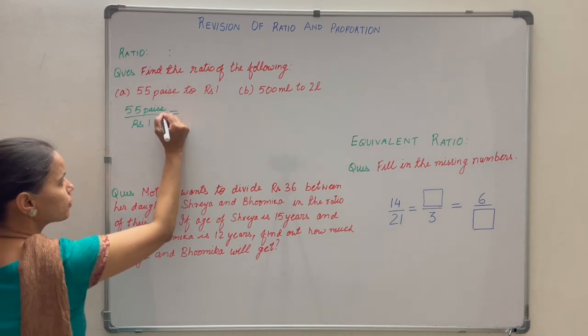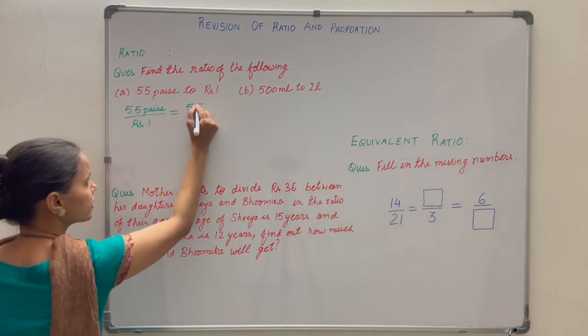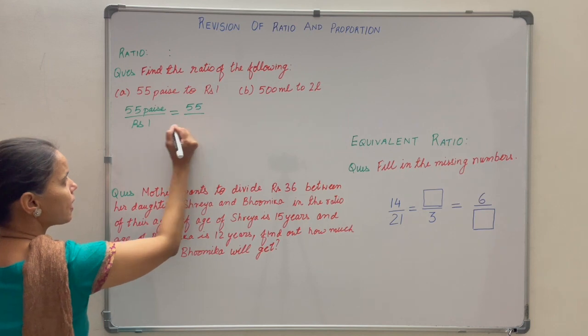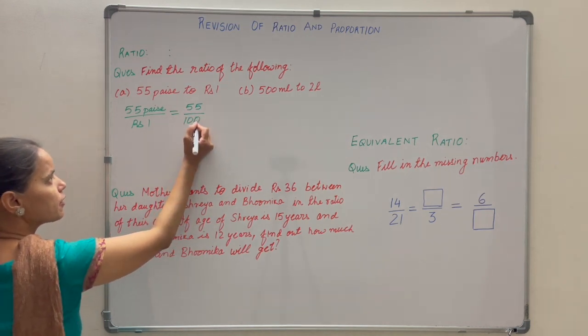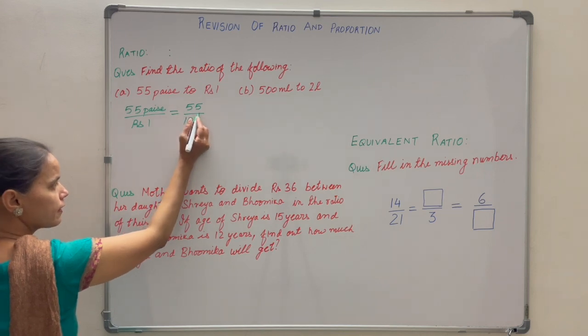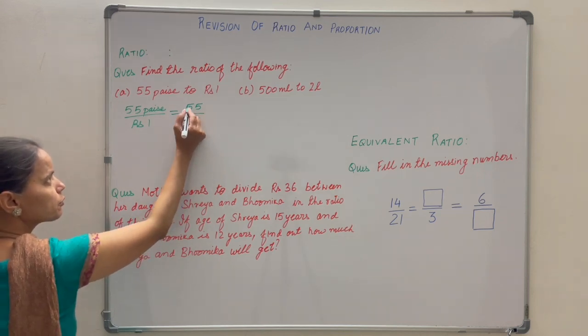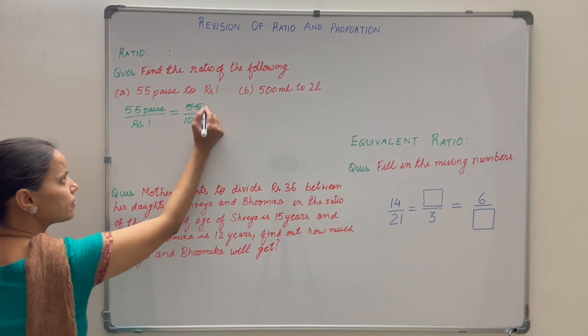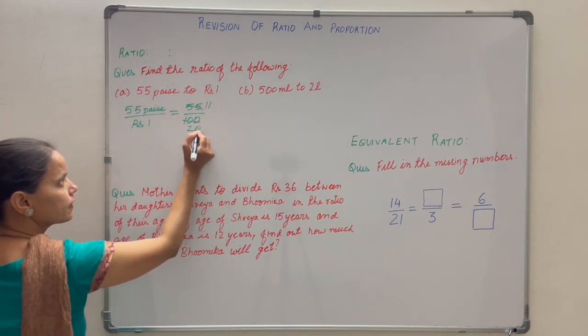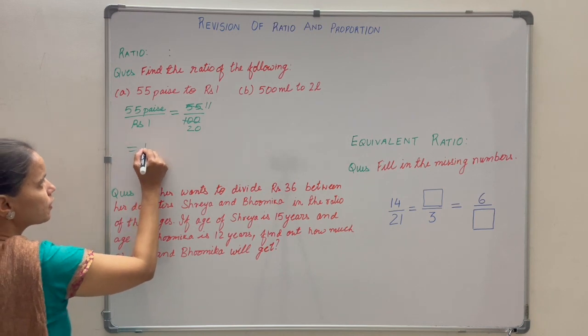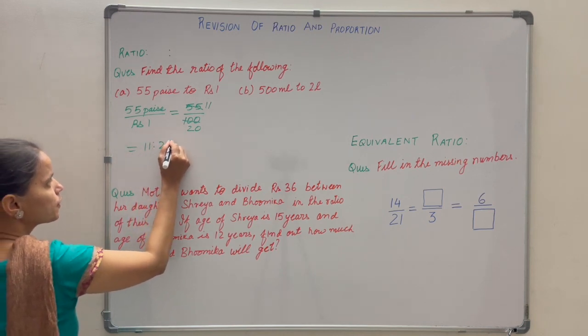So let us write both the quantities in paise. This is already in paise, so that is written as it is. 1 rupee is 100 paise. Now you can divide both numerator and denominator by 5. So when you divide both numerator and denominator by 5, what do you get here? 5 ones are 5, 5 ones are 5, 5 twos are 10. So what is the ratio? 11 is to 20.